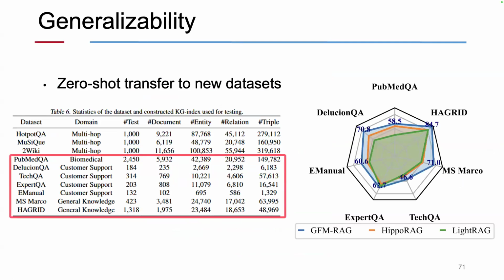And the last thing is the zero-shot generalizability. Because we claim our model as a foundation model, we definitely need to test the performance on new datasets and new domains without training on them. So we test the performance on 7 domain-specific datasets, for example biomedical, customer support, and also general knowledge. Our method also outperforms existing graph-based methods, so it shows its zero-shot transferability to new datasets. And the performance can keep improving with some simple fine-tuning, which highlights its transferability as a foundation model.